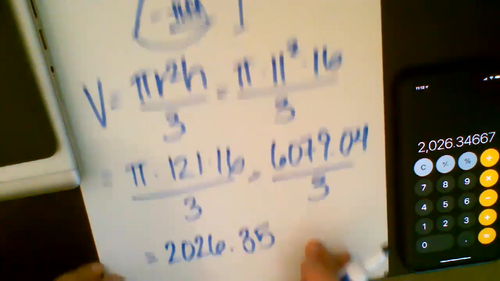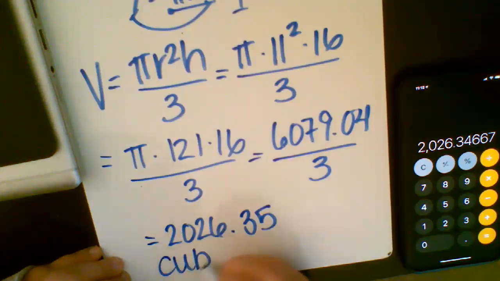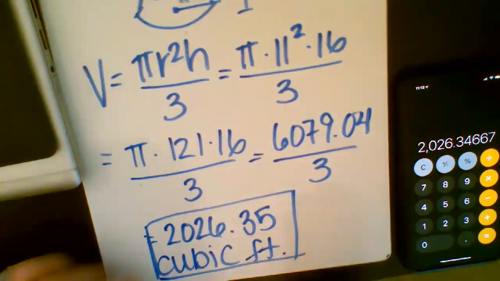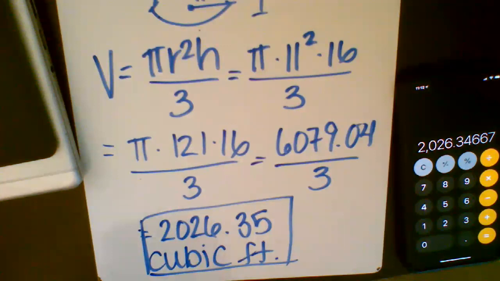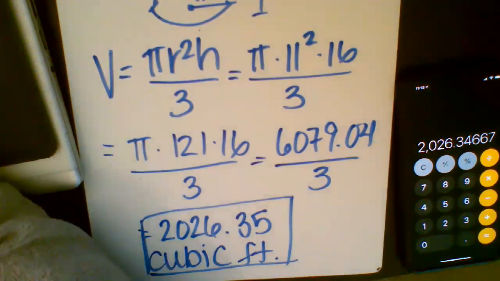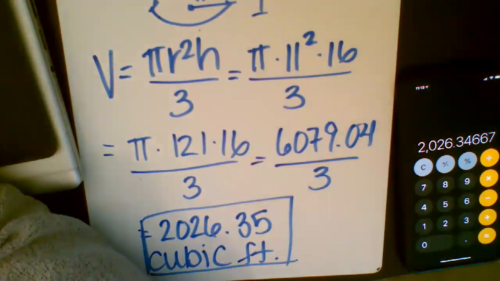Original units were feet, so my final units will be cubic feet. Because whenever we're talking about volume, our units are the same units, but with the word cubic in front of it, because we're in 3 dimensions.